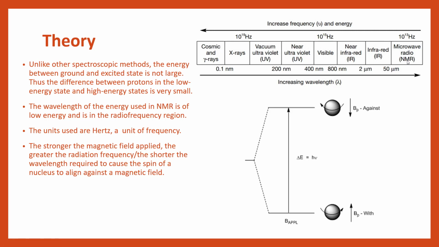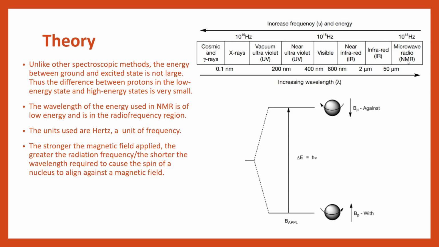So unlike our other methods used, the energy between the ground state, okay, and the excited state, or the energy required to move a proton here from a ground to excited state, is not large. So the wavelength of the energy used in NMR is of lower energy, and therefore we are in the radio frequency region. And the units we're using this time are now hertz, okay, so it's a unit of frequency.